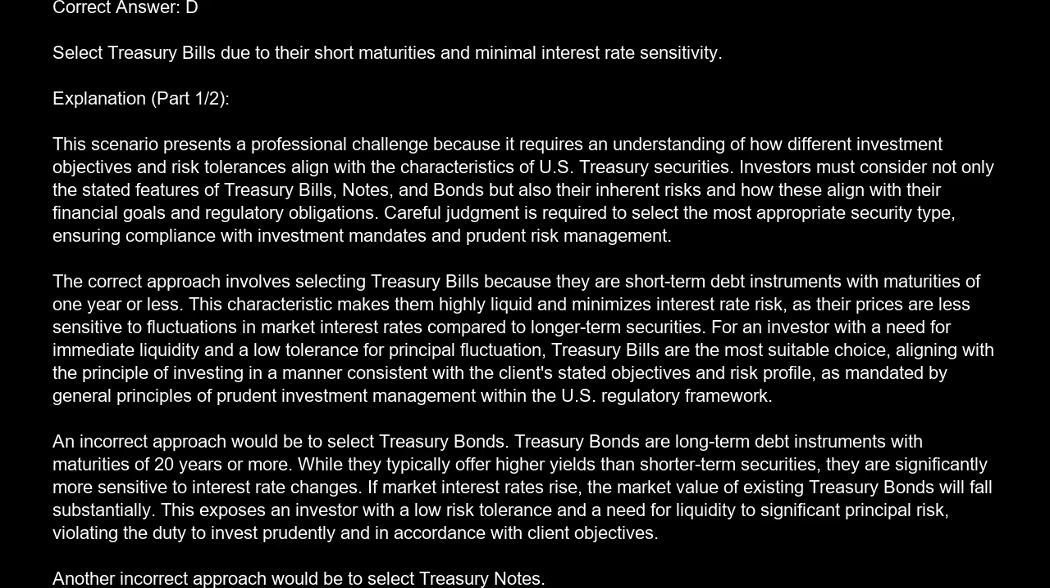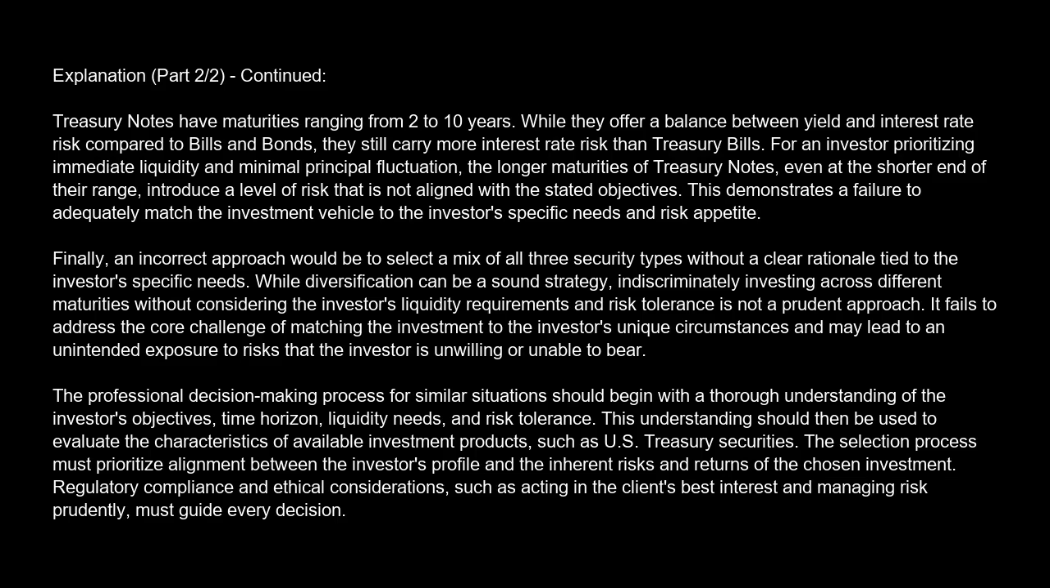Another incorrect approach would be to select Treasury notes. Treasury notes have maturities ranging from 2 to 10 years. While they offer a balance between yield and interest rate risk compared to bills and bonds, they still carry more interest rate risk than Treasury bills. For an investor prioritizing immediate liquidity and minimal principal fluctuation, the longer maturities of Treasury notes, even at the shorter end of their range, introduce a level of risk that is not aligned with the stated objectives. This demonstrates a failure to adequately match the investment vehicle to the investor's specific needs and risk appetite.